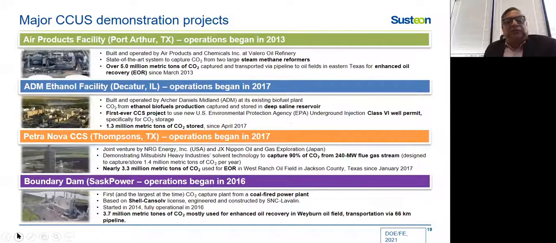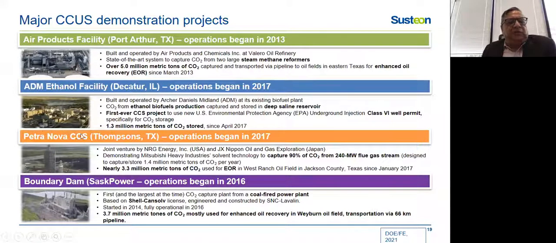So there are a few things I wanted to give as examples. The Department of Energy has funded some large demo projects on CCUS. One is the Air Products facility in Port Arthur, which began in 2013. It is connected with a steam methane reformer, CO2 capture. Another one is Archer Daniels Midland in Decatur, Illinois, which is an ethanol facility, which started in 2017.